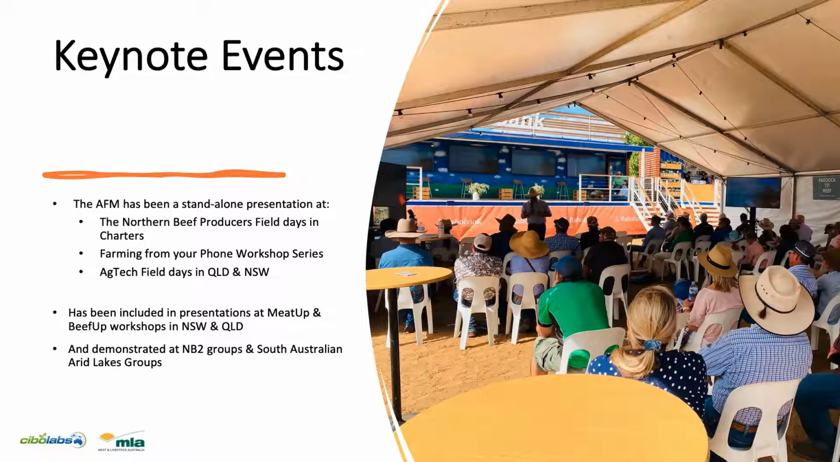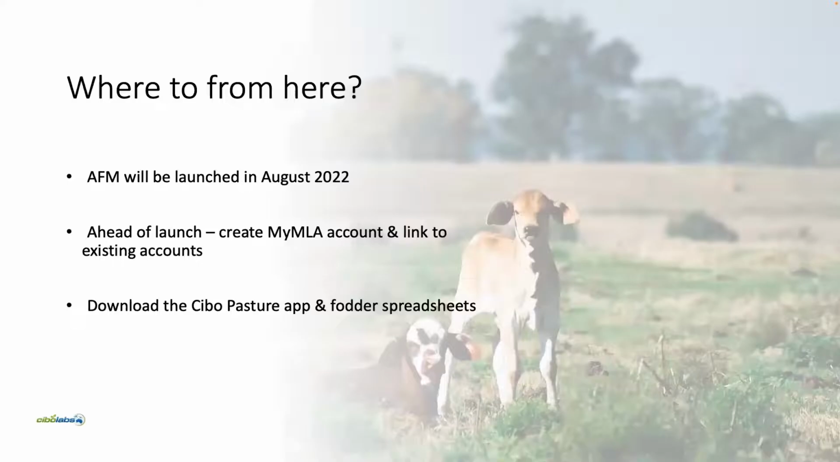And we've also then presented some very basic overviews of the system to producers in Queensland and in the Northern Territory and New South Wales. And we've been using it with a couple of the NB2 groups that are based in central Queensland. So I guess the key points to start taking away from here is that the Australian Feedbase Monitor will be launched in August this year.